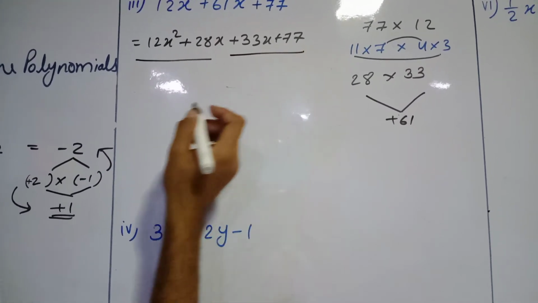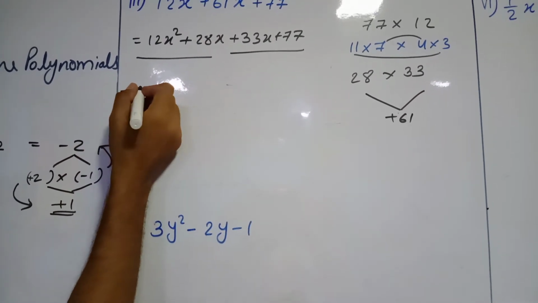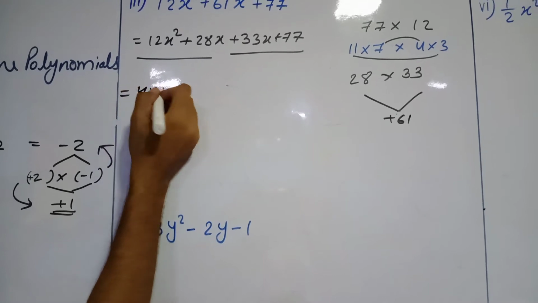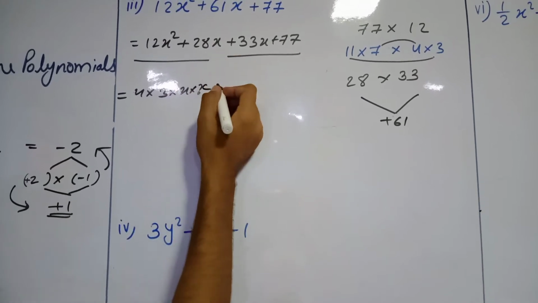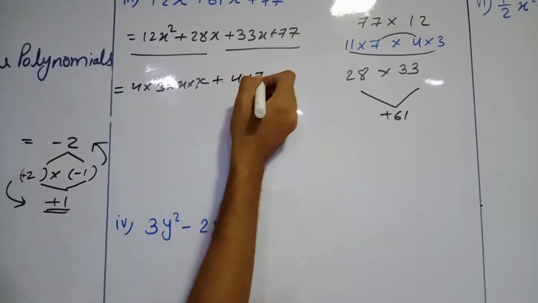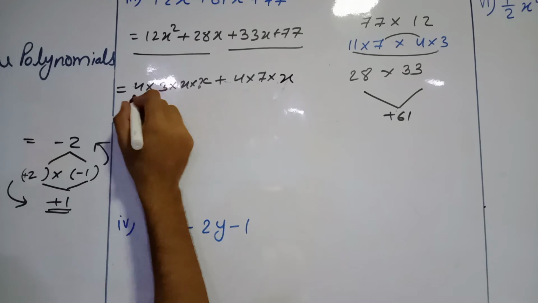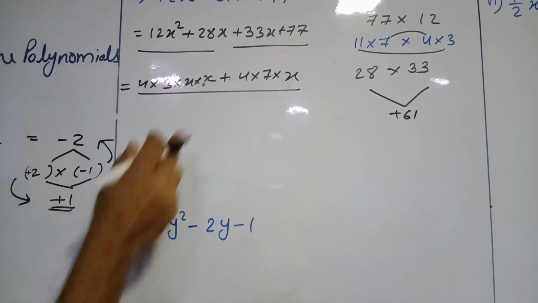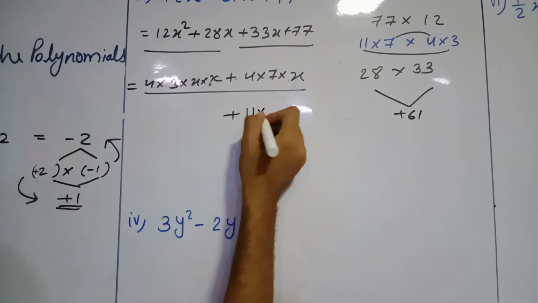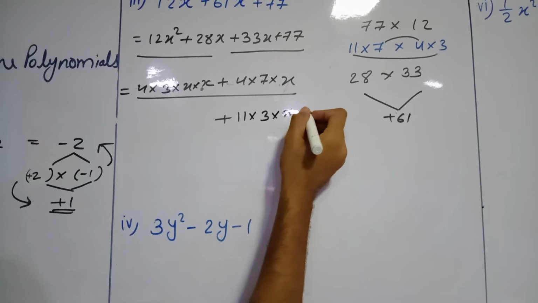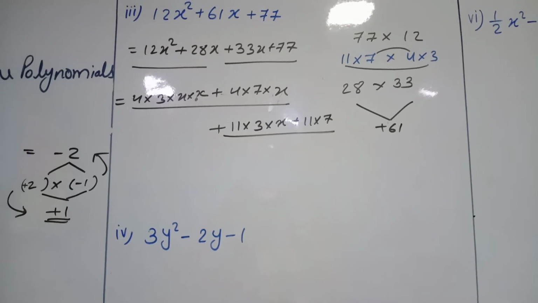Now make the pair of 2, 2. In the next line we have to do the factorization, means expanding all the terms. So 4 into 3, 4 times 3 is 12, into x into x, then plus 4 into 7, 4 times 7 is 28, into x. This way we expanded the first. Now the second one we continue over here, plus 11 times 3 is 33 into x plus 11 into 7. Now check what we are getting common.